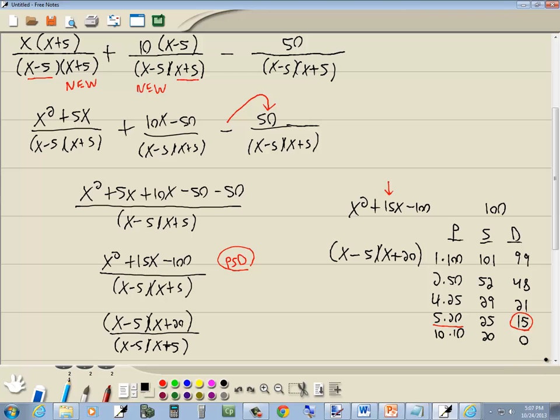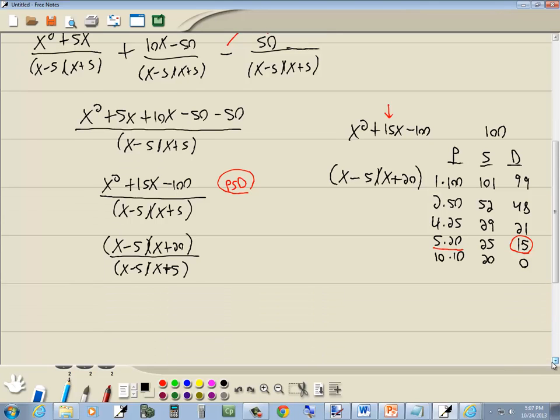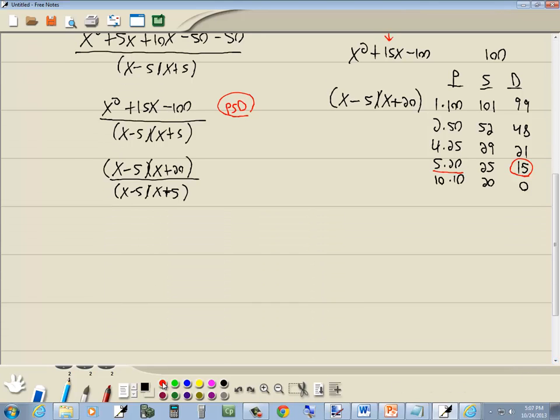Okay, that was factor the top, factor the bottom. Next step is to cancel if possible. You can cancel if you have the same item up on top and down below. See how they both have an x minus 5? So those are going to cancel. And then we're left with x plus 20 over x plus 5. And that's our answer.